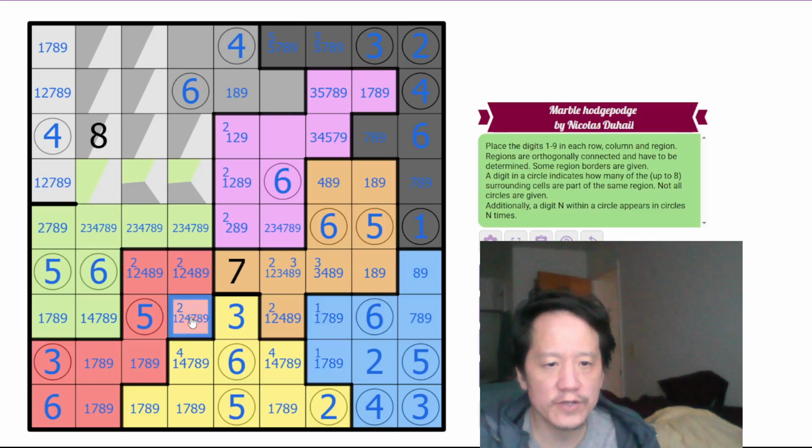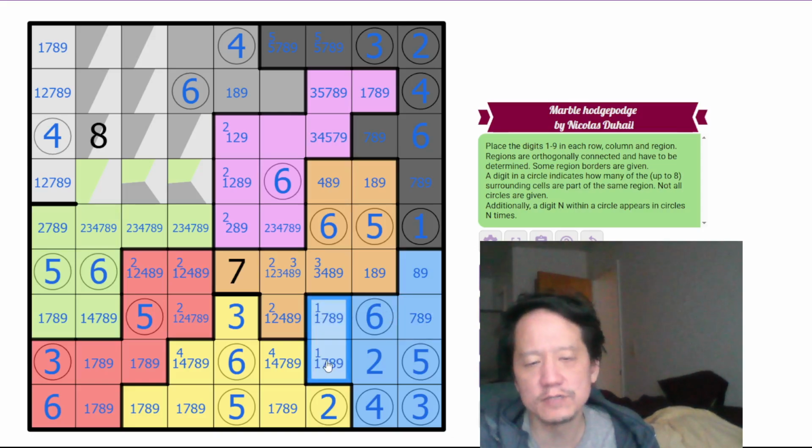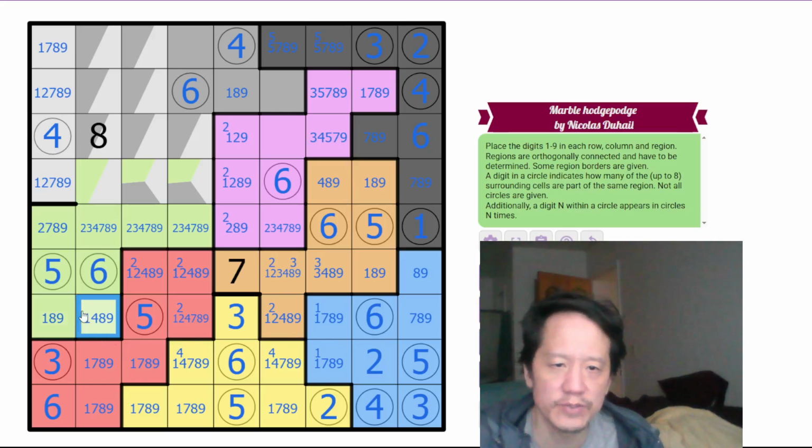Where is the 7 in the red region? It has to be in rows 7, 8, and 9. In the yellow region, it's rows 8 and 9. And in the blue region, it's rows 7, 8. So the rest of rows 7, 8, and 9 cannot contain a 7. So this can't be 7 here.